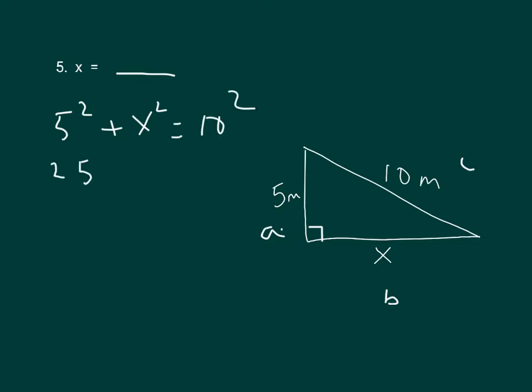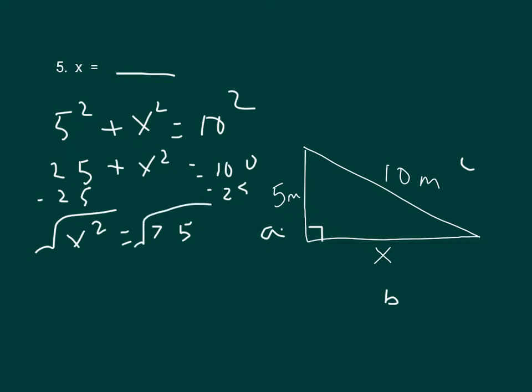So 25, simplifying, plus x squared equals 100. Subtract 25 from both sides. And x squared equals 75. Just take the square root of each side. X will equal the square root of 75.